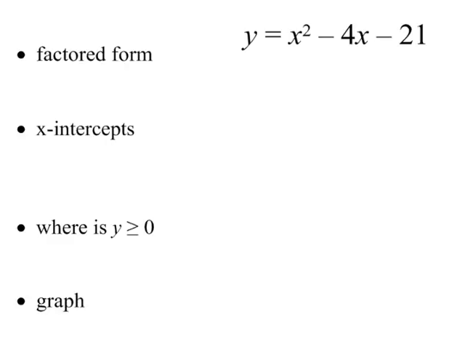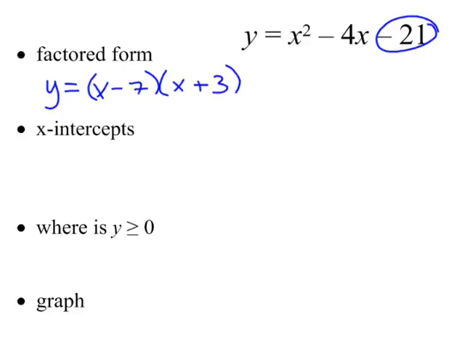All right, so here's my example. I have x squared minus 4x minus 21. My first question is write it in factored form, so you're looking for two numbers that multiply together to give you negative 21 and add together to give you negative 4. So I can write this as x minus 7, x plus 3.